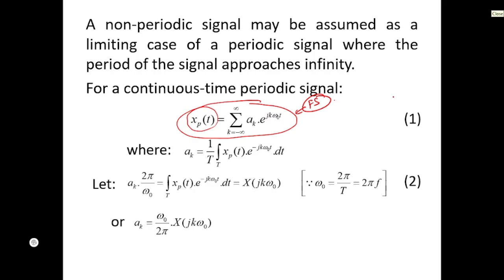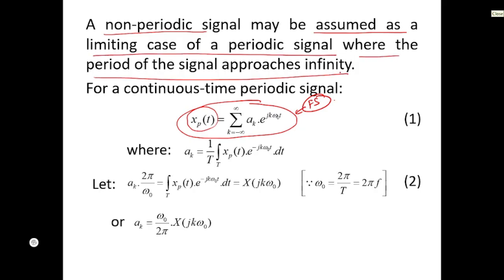Now for aperiodic signals, we assume that non-periodic or aperiodic signals may be treated as a limiting case of a periodic signal where the period of the signal approaches infinity. So what does this mean? Can we use the Fourier transform for aperiodic signals, or can we only use it for periodic signals?